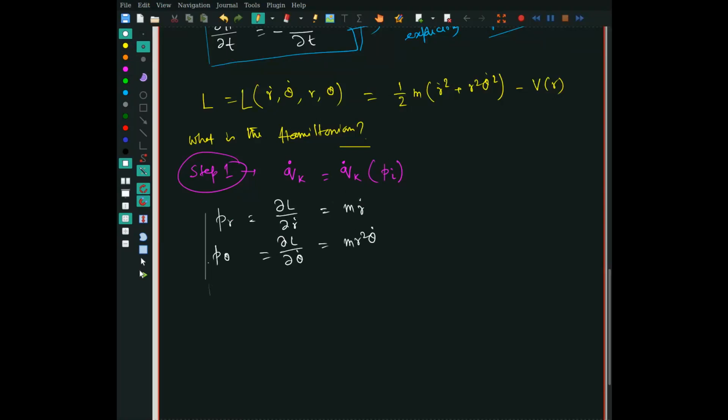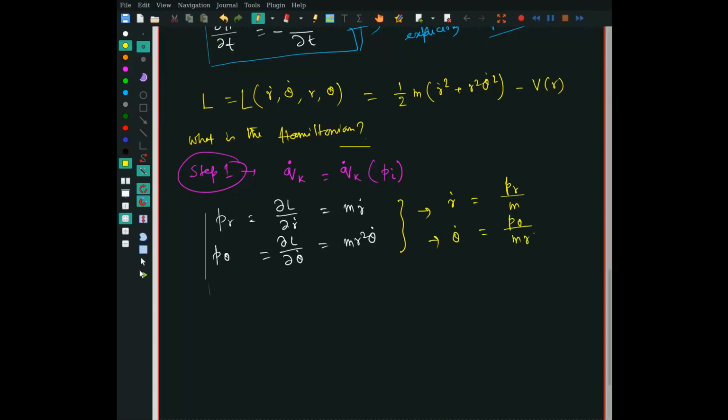Because if you have n generalized coordinates, you have n such equations. In this particular scenario, these equations are disentangled: r dot only depends on pr and theta dot only depends on p theta. But in general, things might not be so simple, and you have to do some tricks to solve the coordinate derivatives in terms of the momentum. But you must do that.